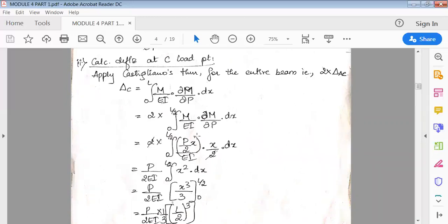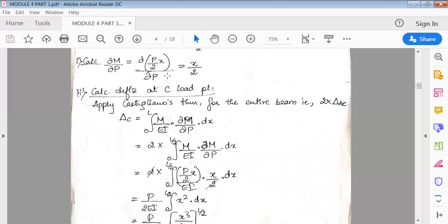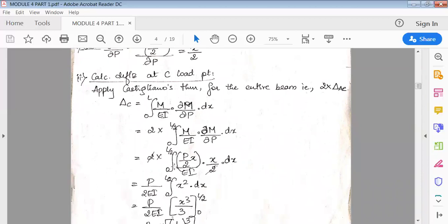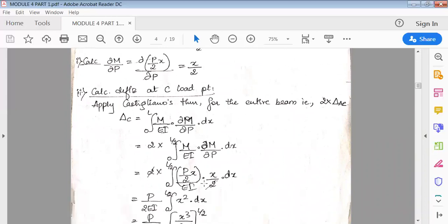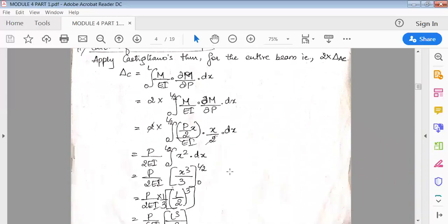Now we'll substitute these values. So 0 to L by 2, M is what we have found out here, that is P by 2 into X, and over EI I'm going to write it as it is. Then ∂M by ∂P, I've already solved it here. This is X by 2, so I've just put X by 2 into dx. Now take the constant terms outside. So it is P by 2EI, I've taken it out. Only X we are going to integrate with respect to X here. So I'll keep only the X terms here. So it is 0 to L by 2 of X square into dx.